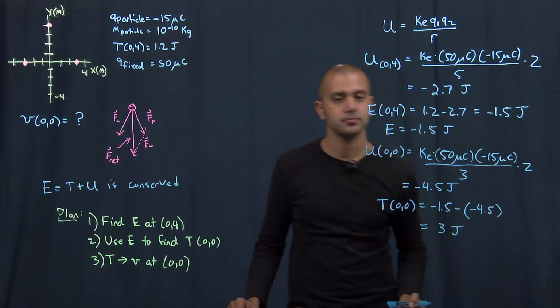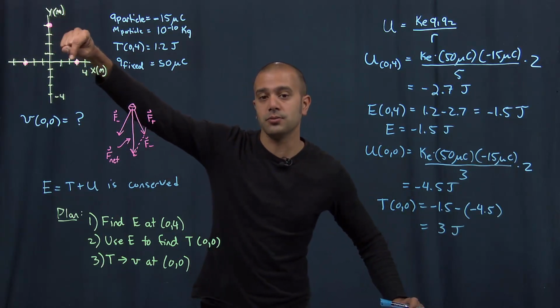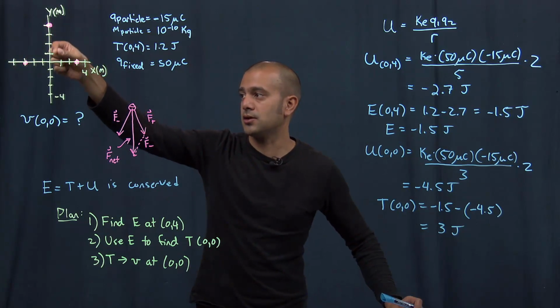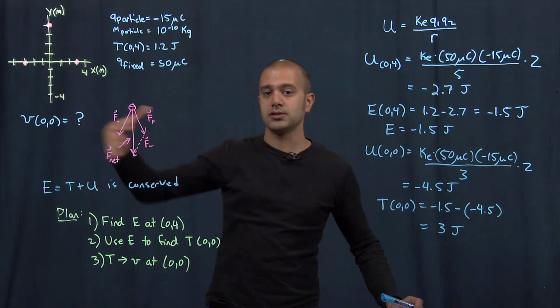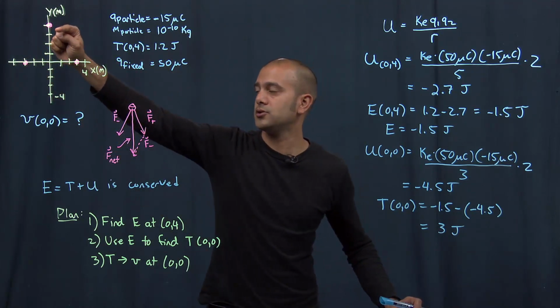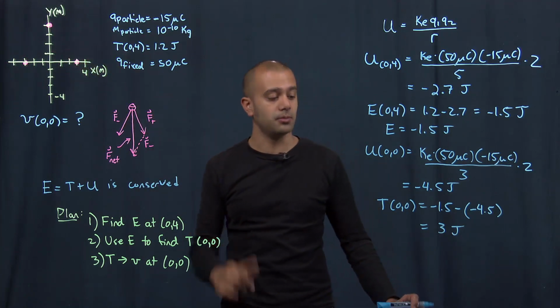Now earlier we had noted that because there's a net force in the downward direction, we expect the particle to speed up, and that means that its velocity should increase as it gets down to the origin. And that also means that because the velocity is increasing, its kinetic energy should increase. Is that what we found here? Yes, we found that the kinetic energy at the original point was 1.2 joules, and now it's increased to 3 joules, so the particle has indeed sped up.